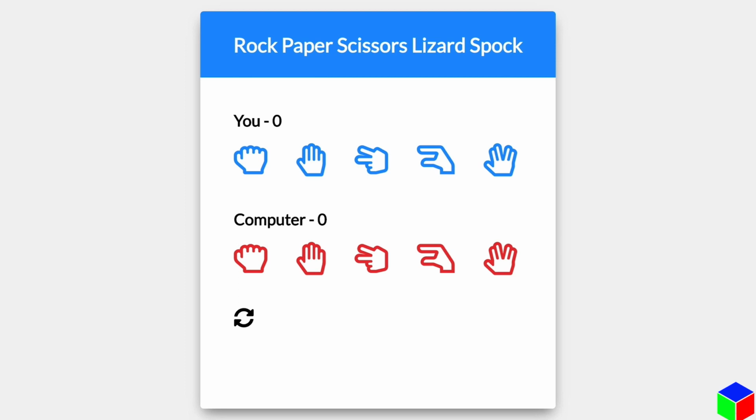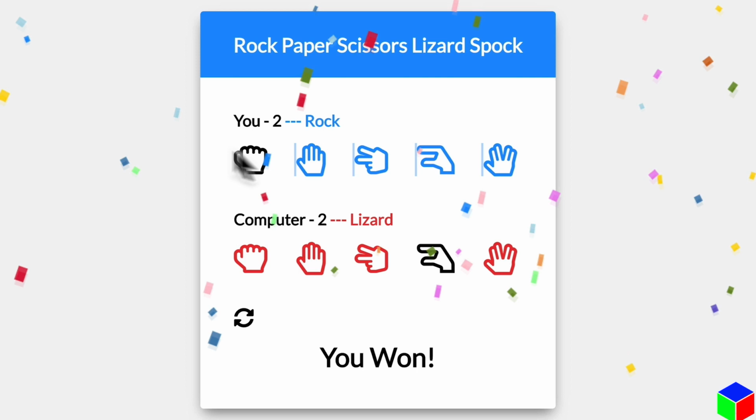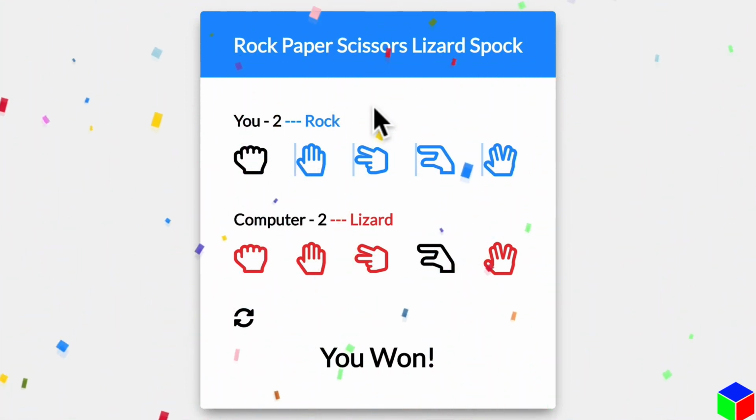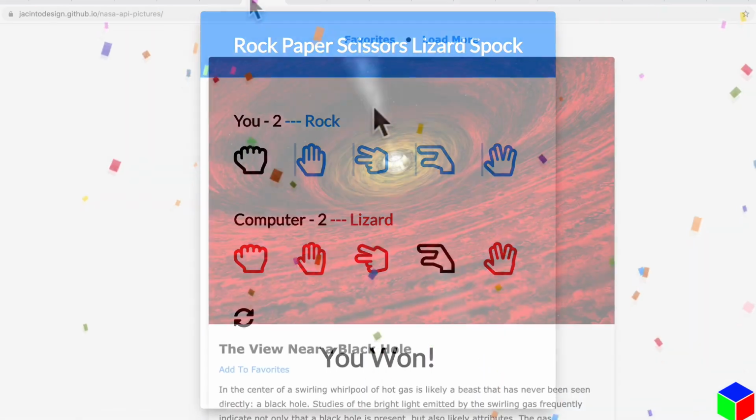I know everybody knows rock, paper, scissors, but do you know rock, paper, scissors, lizard, Spock? Neither did I until I started this project, and we're going to have a lot of fun with this, just playing different games and, of course, learning how to have a confetti animation, because who doesn't like some good confetti?